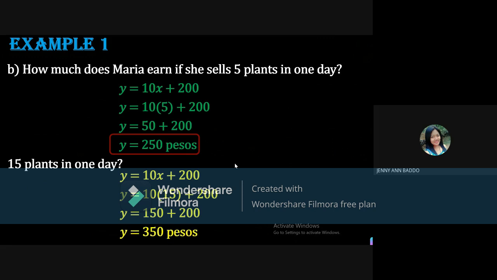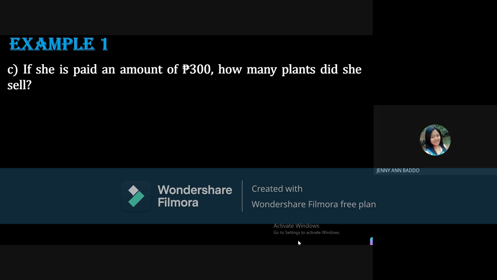350. Now, since the question asks how much, then we have 350 pesos. This means that Maria earns 350 pesos in a day for selling 15 plants. Next question. If she is paid an amount of 300 pesos, how many plants did she sell?